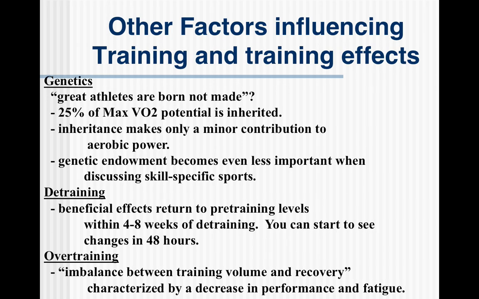In conclusion, the concepts of genetics, detraining, and overtraining are presented. VO2 max, which is the body's ability to utilize oxygen during activity, is slightly genetic and primarily trained. Aerobic ability is also minimally influenced by genetics. Genetic ability is even less regarding skill-specific sports.